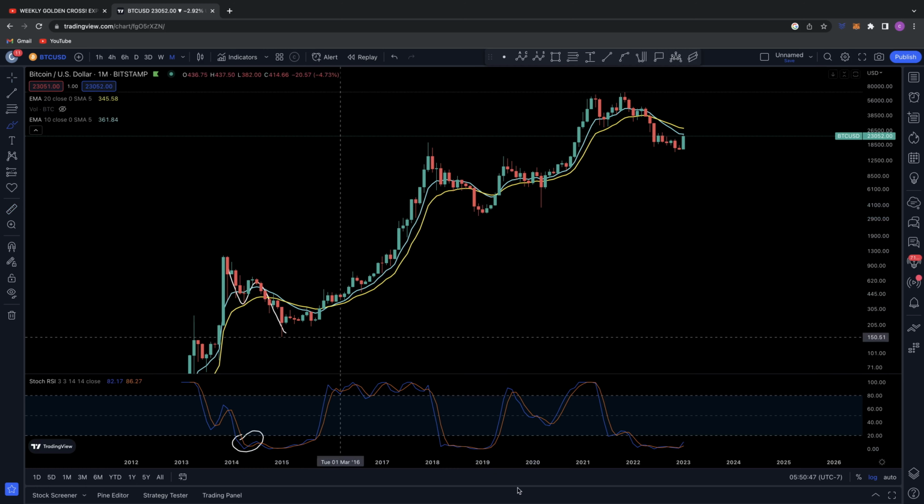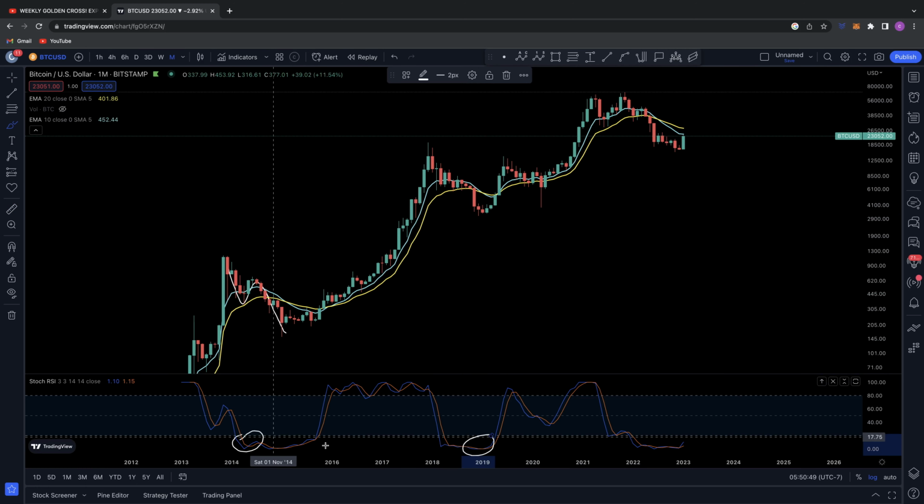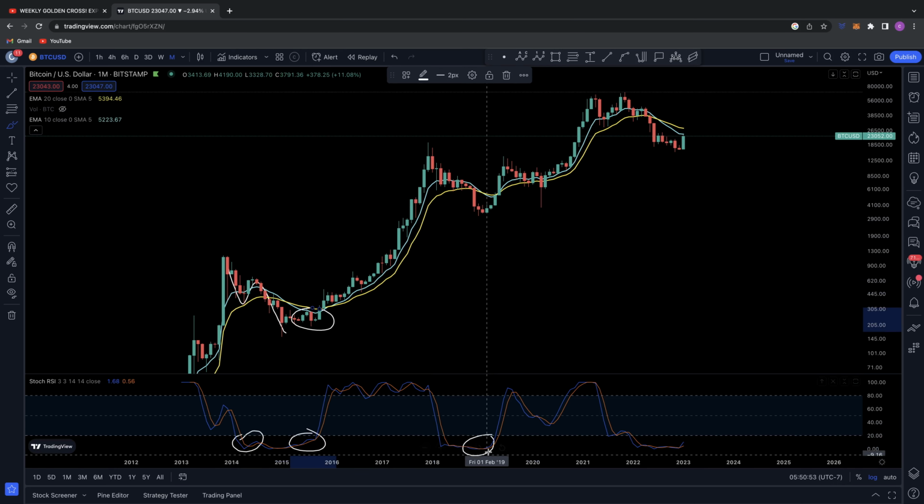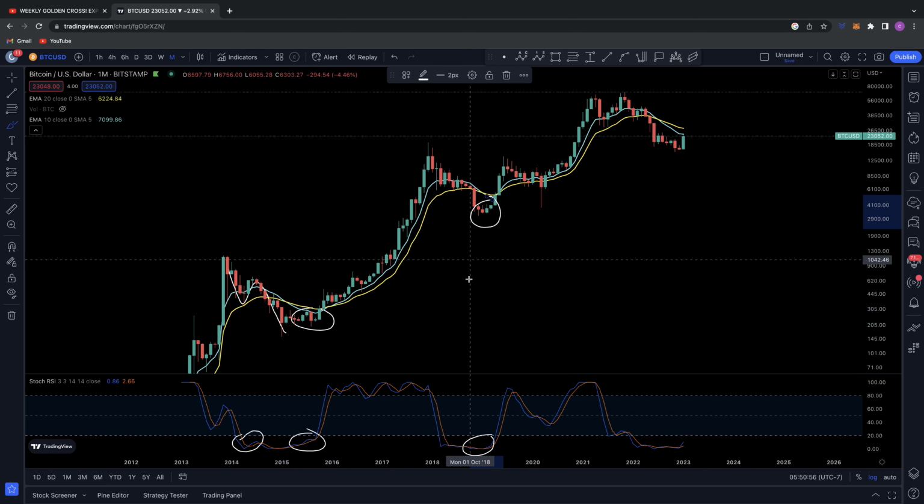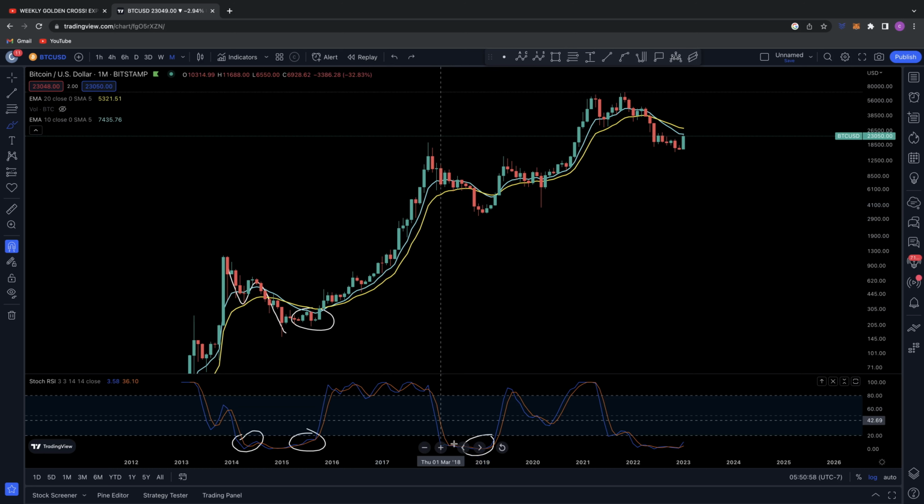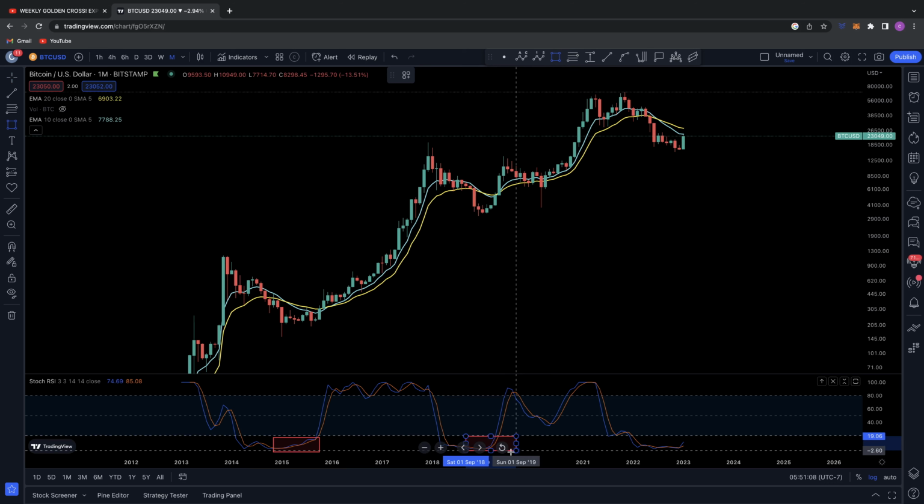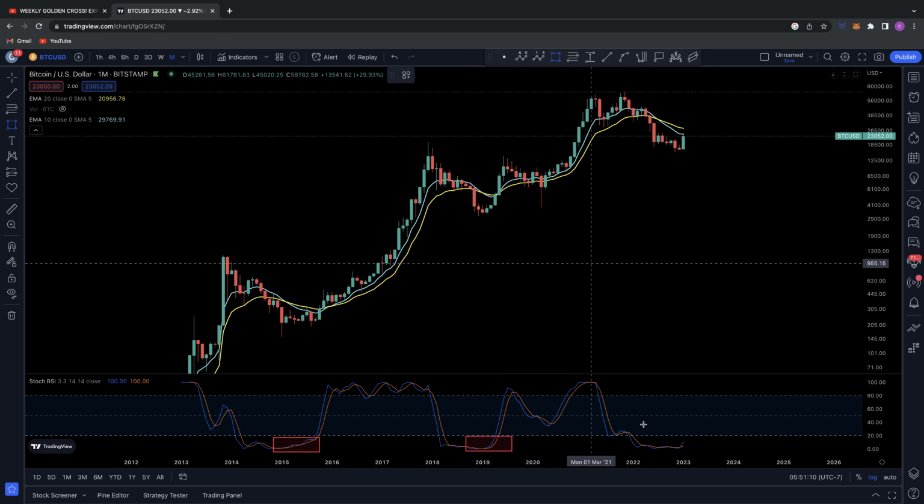So it wasn't until the latter part of this oversold area in previous bear markets that you can see where it would have been good to actually get involved. What I wanted to point out is that the latter parts of the stochastic RSI being oversold would have been great areas to get involved and accumulate for Bitcoin during a bear market. So we come over to where we are now.